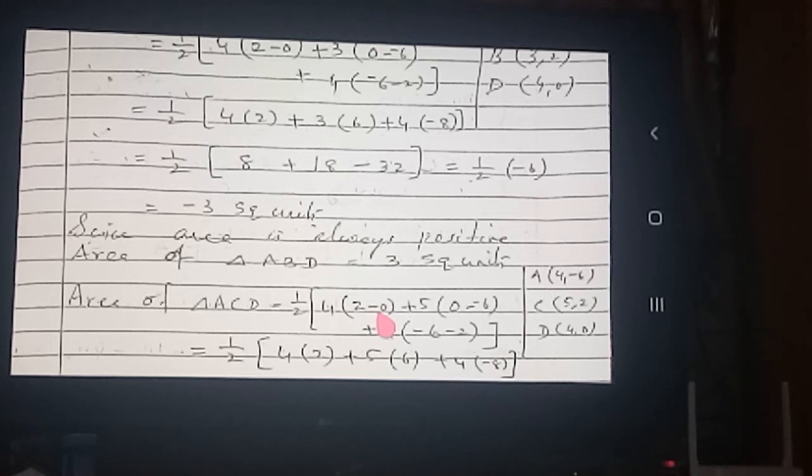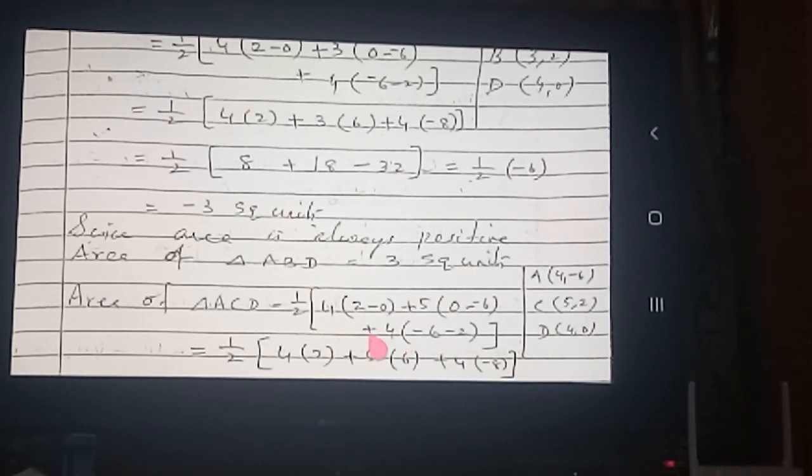y2 minus y3, that means 2 minus 0. Plus x2, 5 into y3 minus y1, 0 minus 6. Plus x3, that means 4 into y1 minus y2, that means minus 6 minus 2. Please listen, the minus is very important. If one minus goes wrong, the full answer is wrong.